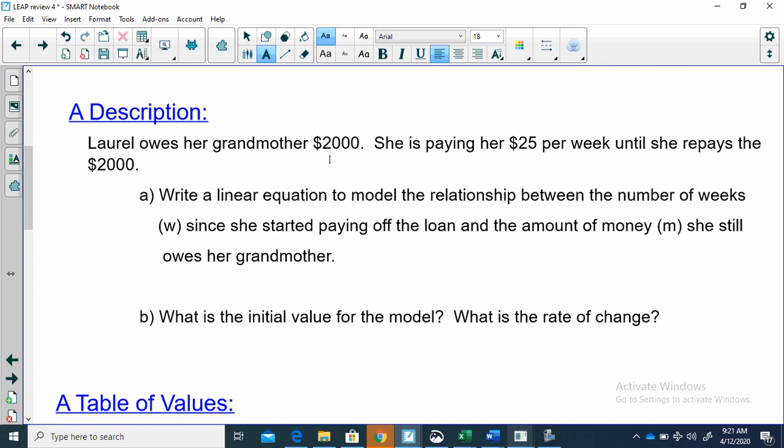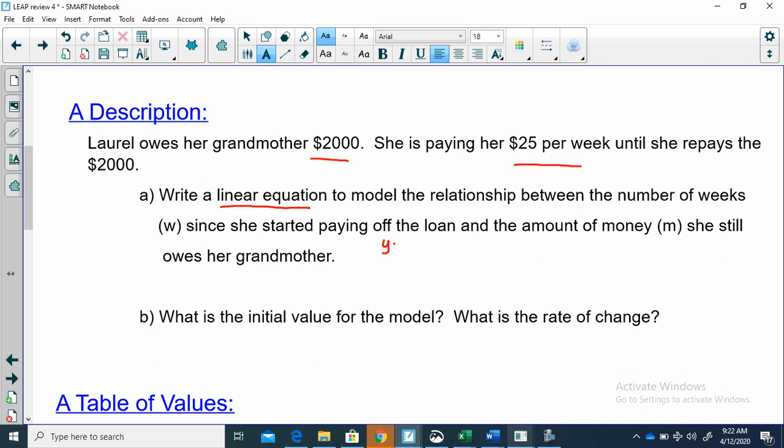Laurel owes her grandmother $2,000. She is paying her $25 per week until she repays the $2,000. Write a linear equation to model the relationship between the number of weeks, W, since she started paying off the loan, and the amount of money, M, she still owes her grandmother.